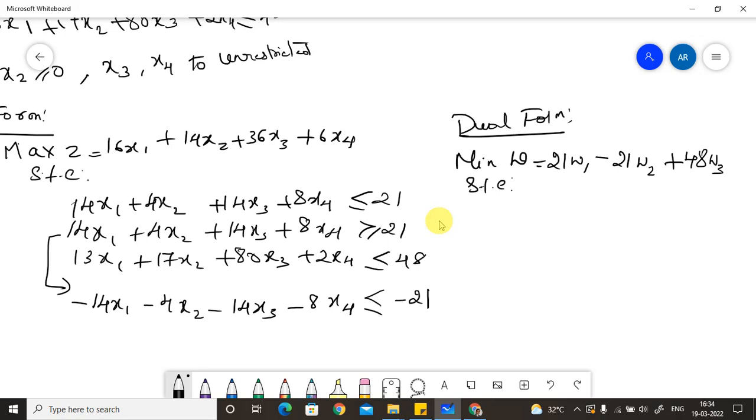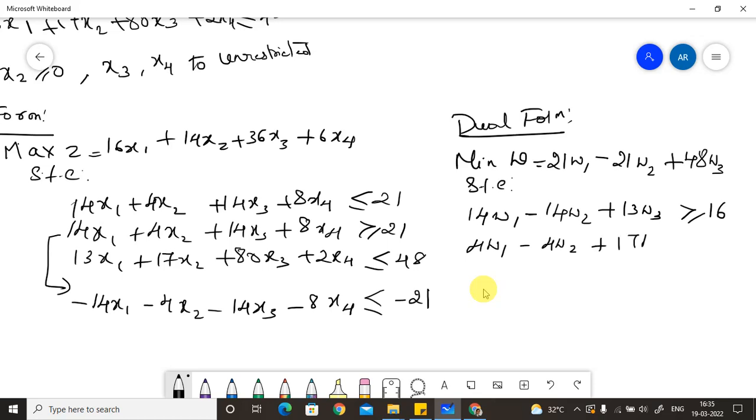what will be the next? 14w1, look at the column, second row, first column will be minus 14w2 plus 13w3, and it should be greater than or equal to what? 16. See the value here, 16. Similarly, write the next one, 4w1 minus 4w2 plus 17w3 greater than or equal to 14.